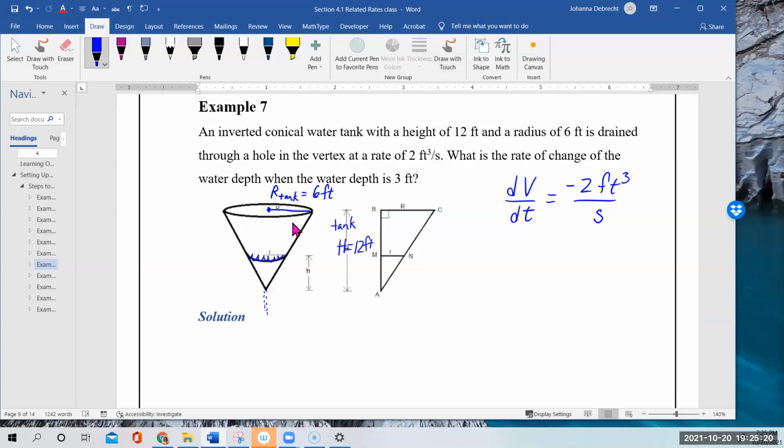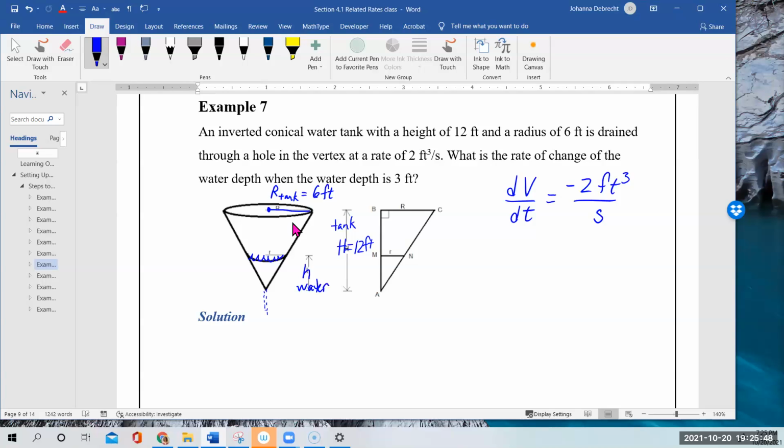Now we need to read the last sentence to figure out what we're trying to find. What is the rate of change of the water depth when the water depth is 3 feet? Rate of change, okay, that's a derivative, of the water depth. I don't have anything in my picture yet that measures the height of the water. I'll use a lowercase h to represent the water height.